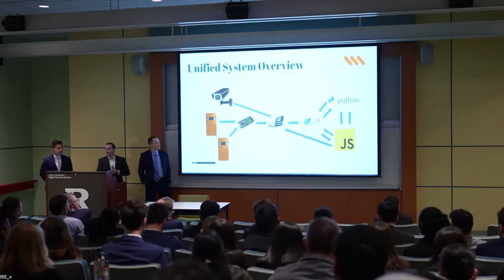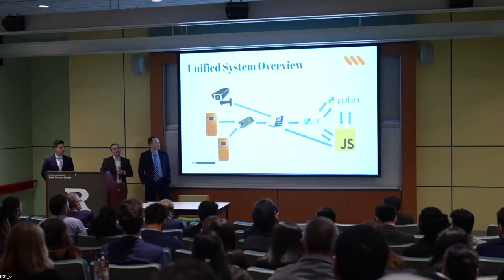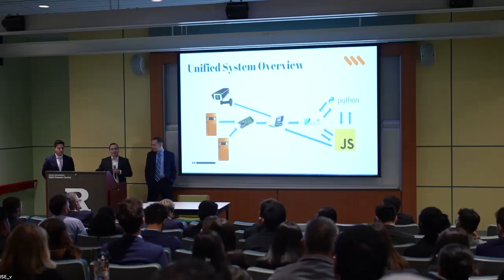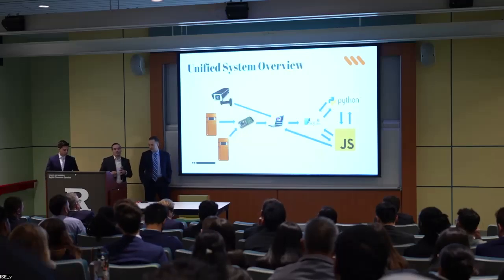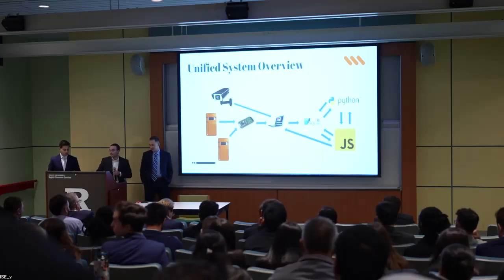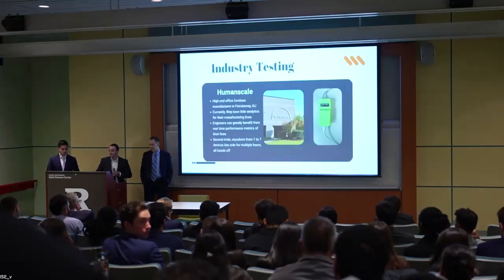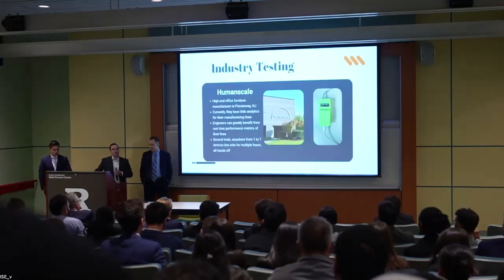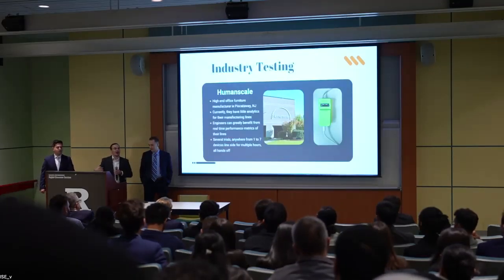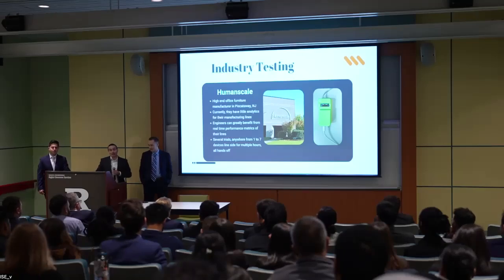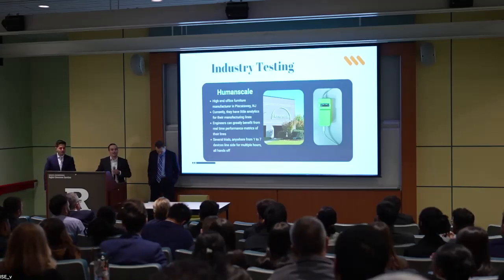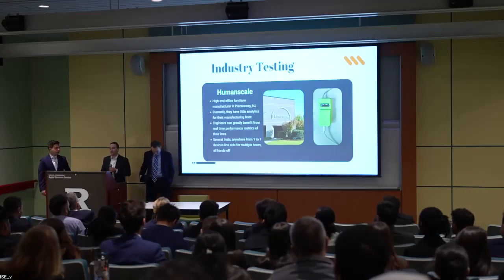Now onto our unified system overview. We have the data from the cameras as well as our Node devices fed into the laptop. All this data is stored in SQLite to easily access it using Python and JavaScript. And now onto industry testing. We worked with a local company called Humanscale. They're a high-end office furniture manufacturing company, and currently their lines don't have a lot of live analytics, which is good for us because we can fill that void.